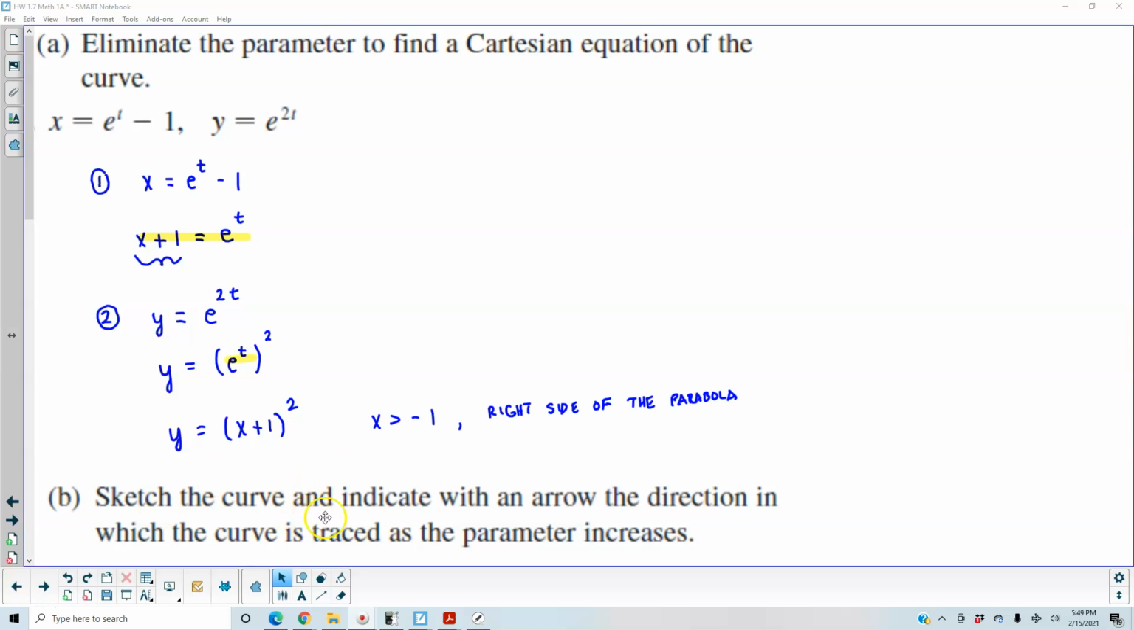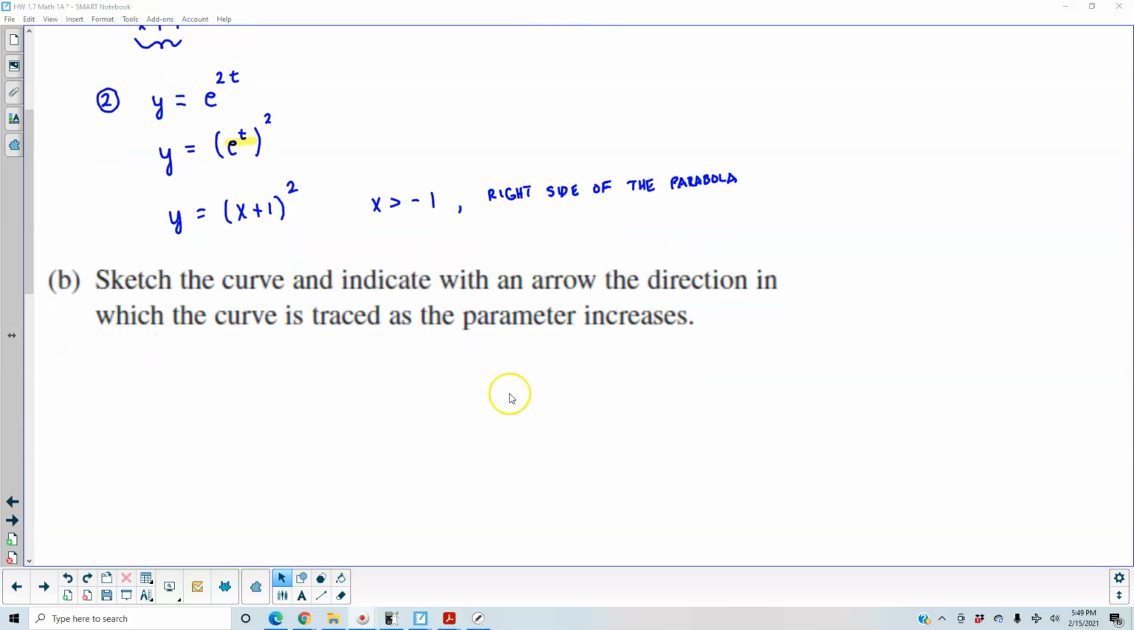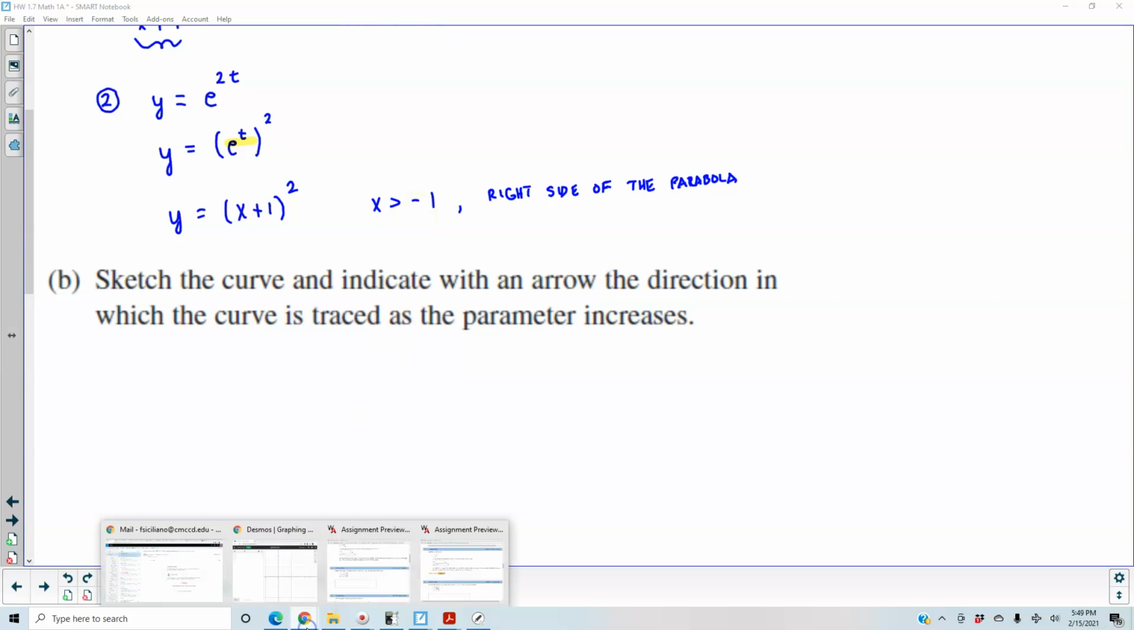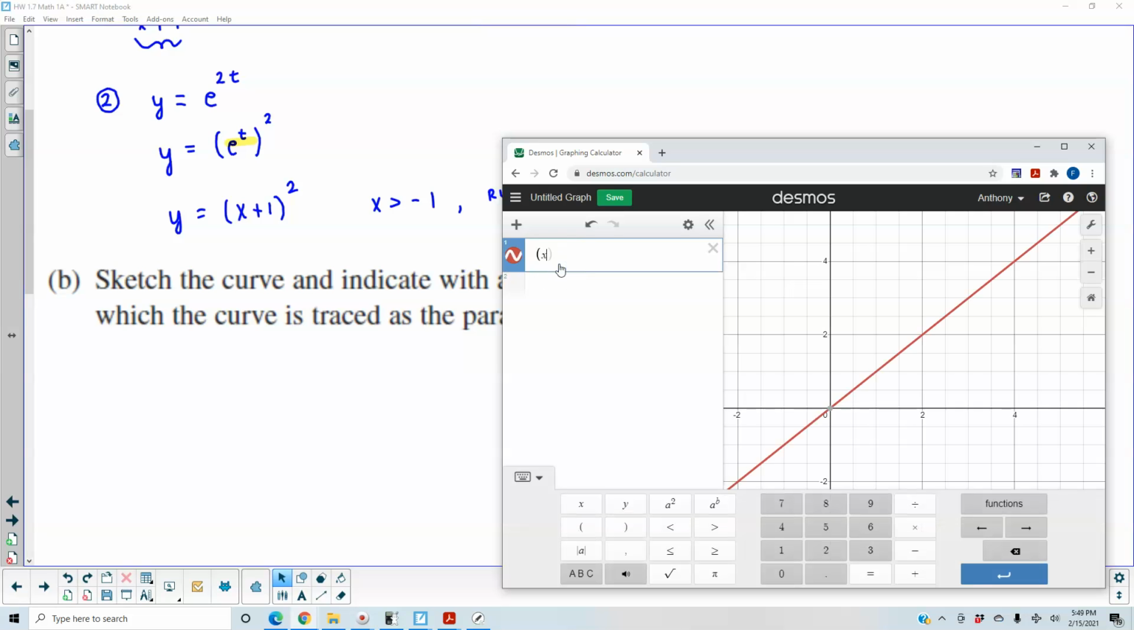So now let's sketch the curve and indicate with an arrow the direction in which the curve is traced as the parameter increases. We know that x has to be greater than negative 1. So if we want to graph this, we can put in our equation, x plus 1 squared.